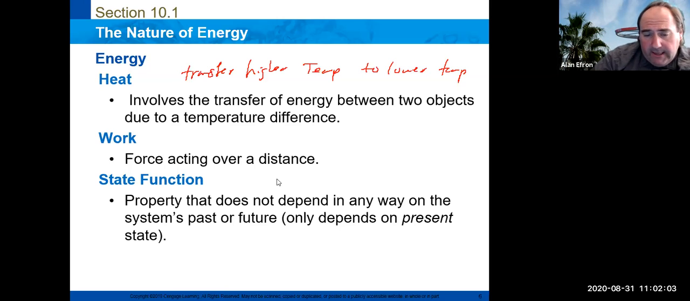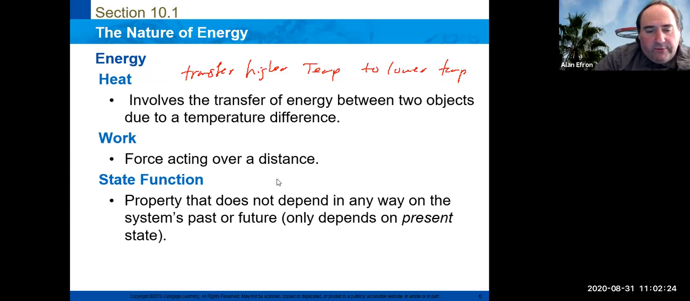Now, work is some type of force acting over a distance, and we can use energy to do work on something. Something could also do work on an object, but work is a way that we can use energy to do something.